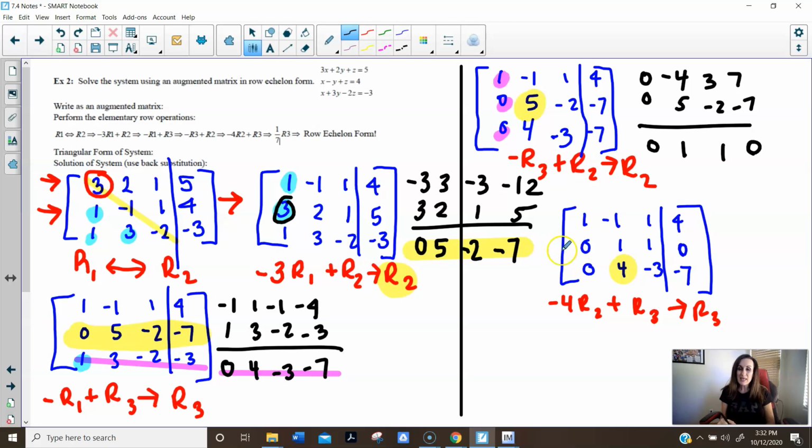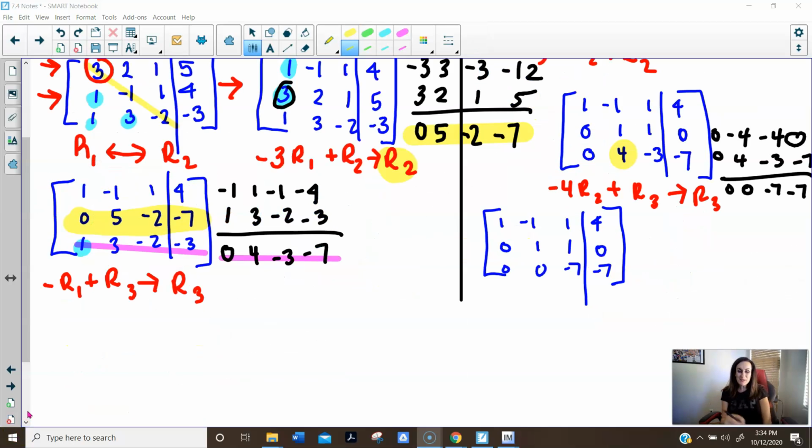-4 times row 2. -4 times 0 is 0. -4 times 1 is -4. -4 times 1 is -4. And -4 times 0 is 0. Ooh, that looks terrible. All right, and then we're going to add that to row 3, which is 0, 4, -3, and -7. So 0 plus 0 is 0. -4 plus 4 is 0. -4 plus -3 is -7, and 0 plus -7 is -7. So we're going to take row 3 and replace it with this new row.